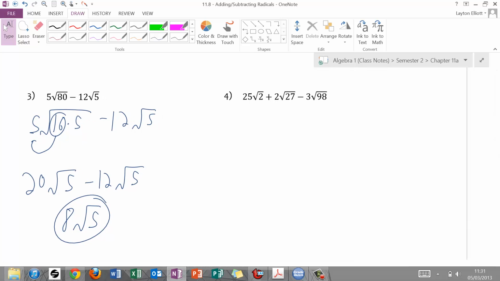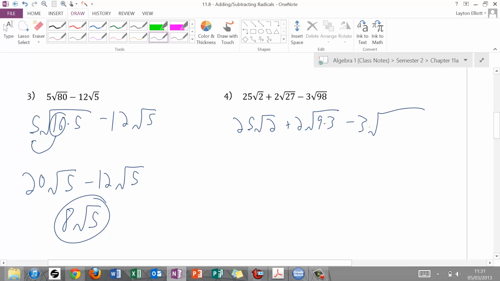For number 5, I have 25 radical 2, which is simplified, plus 2 radical 27. Okay, that's 2 times 9 times 3, minus 3 radical 98. 98 is 49 times 2. So some of that stuff's going to be able to come out, like the 9 can come out and the 49 can come out. And we get 25 radical 2 plus, let's see, square root of 9 is 3. 3 times 2 is 6. 6 radical 3 minus, and then 7 times 3 is 21. And I have 21 radical 2.